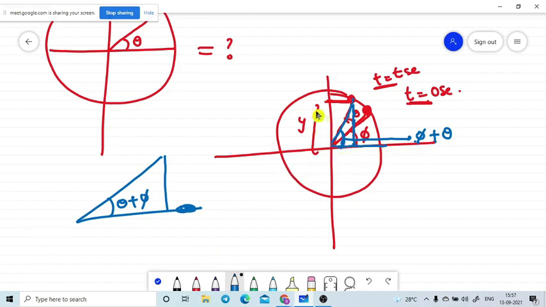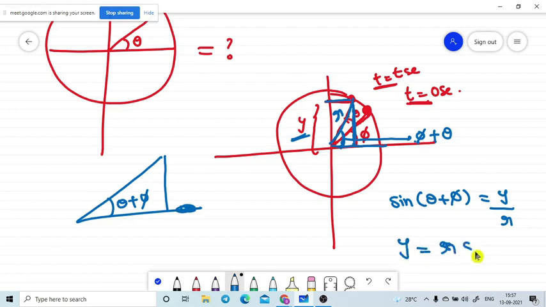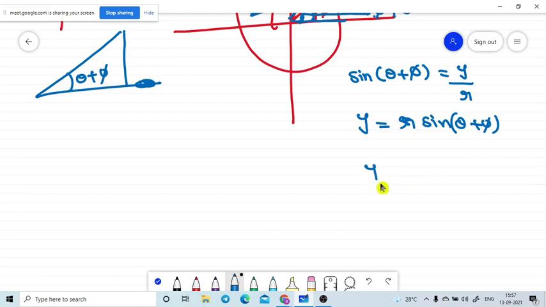Now our goal is to find the displacement of the particle. Can we apply the trigonometric rule? Sine of theta plus phi is equal to the opposite side, which is nothing but y, divided by the hypotenuse. The hypotenuse is equal to the radius, let me take the radius as the constant r, so y by r. Then y is equal to r sine of theta plus phi. We already know that theta is equal to omega t. Then y is equal to r sine of omega t plus phi. This is the equation.